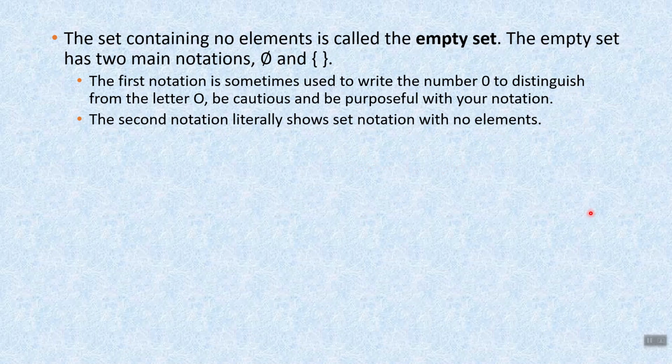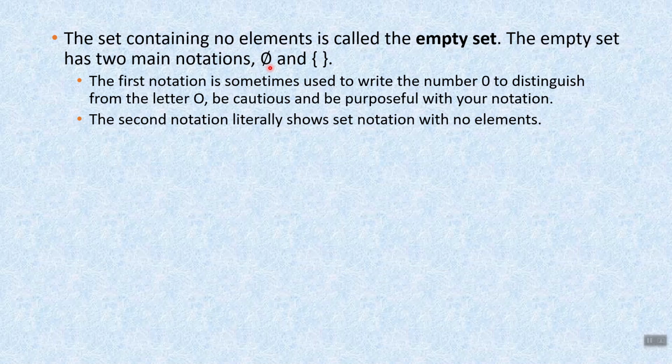All right, the set containing no elements is called the empty set. Now, the empty set has 2 main notations. One is a 0 with a line through it, and the other has a set of braces, right? A set with nothing inside of it. The first notation is sometimes used by computer scientists to distinguish the number 0 from the letter O. In this class, a 0 with a line through it is the empty set. It is not 0. It is not the same as 0.